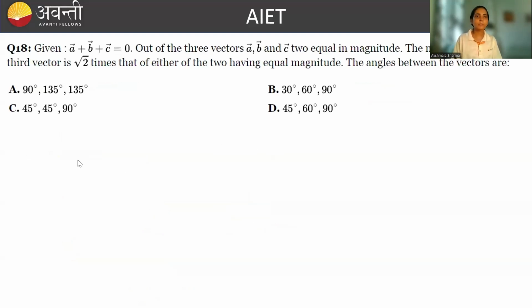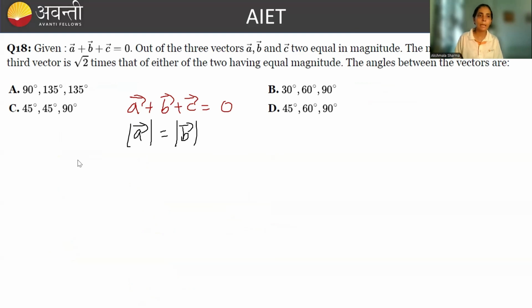Now let's look at this question. A plus B plus C equal to 0, that is given. There are 3 vectors, and their sum is 0. Out of these 3 vectors, 2 are equal in magnitude. Let's say vector A and vector B are equal in magnitude. The magnitude of the third vector is root 2 times that of these 2. So the magnitude of vector C, let's write as root 2 times the magnitude of vector A. The question asks: what will be the angle between these vectors?